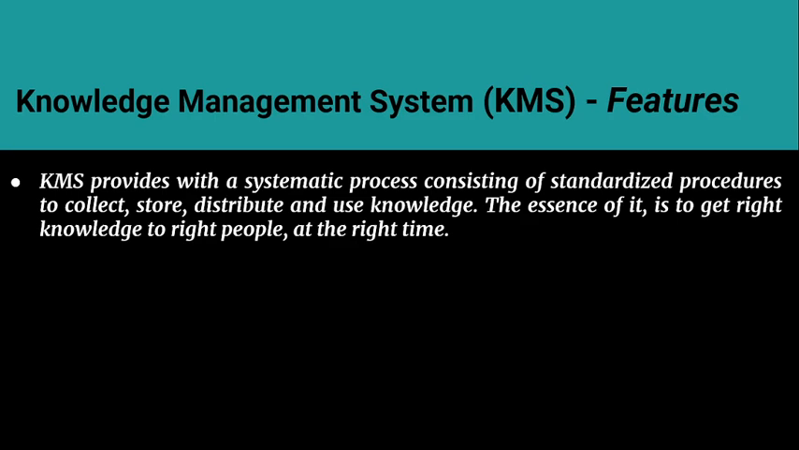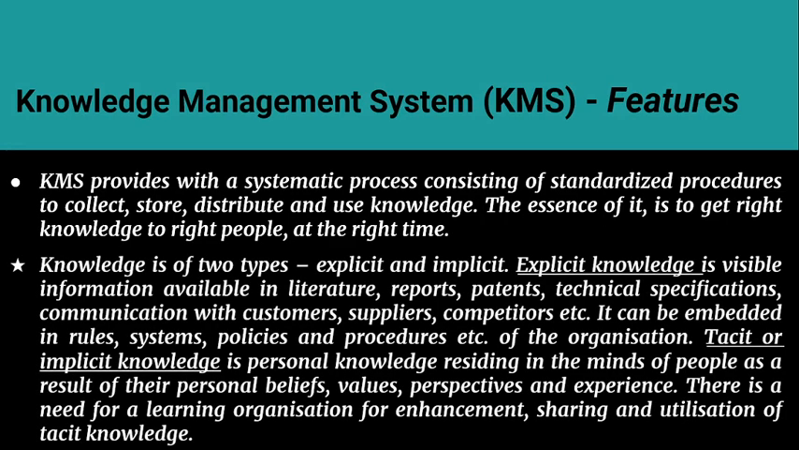Right? Now, before we proceed further, there are two important things you should know about knowledge. There are two types of knowledge which will be required. One is explicit knowledge, another one is implicit knowledge. First, explicit knowledge. What is it? Explicit knowledge is visible information available in the form of literature, reports, patents, technical specifications, communication with the customers, suppliers, competitors, etc.